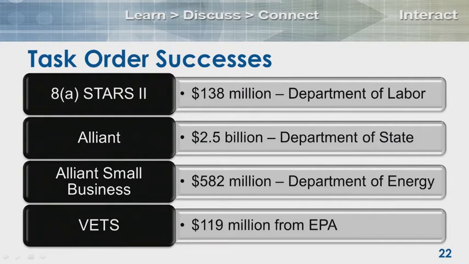Alliant. Alliant's our big one, right? It's not one I'm here to talk about today, but $2.5 billion on a single task order award. That's pretty impressive. That's some IT solutions. Alliant Small Business has the big one, $582 million with the Department of Energy, and $119 million on VETS from EPA. So these are just ones that I pulled out, the sizable ones when I took a look last night.